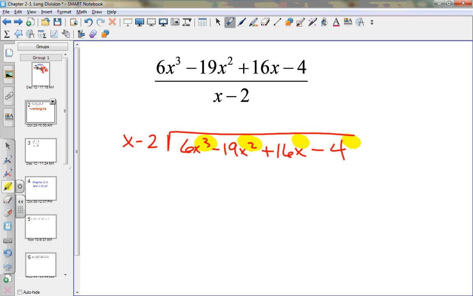Okay, now, what do I multiply x by to get 6x cubed? 6x squared. Put that over top of the x squared position. So 6x squared times x gives me 6x cubed because we multiply on the diagonal. Now what is 6x squared times negative 2? Minus 12x squared. Do we see that? We multiplied on the diagonal, not just to one term, but to two terms.